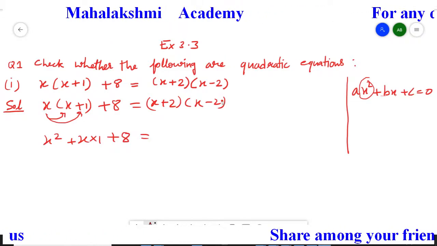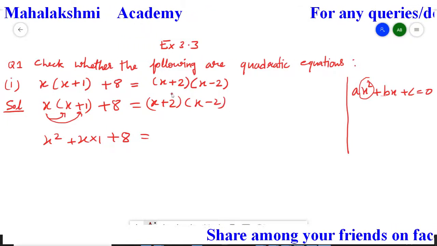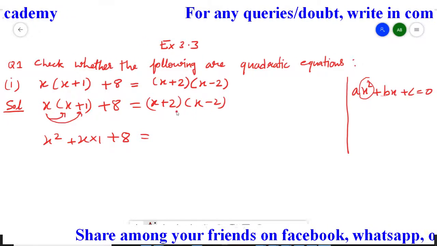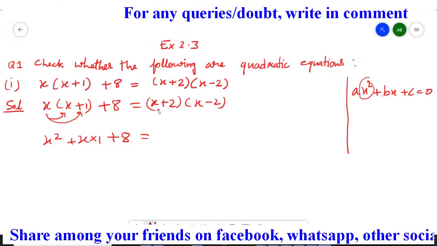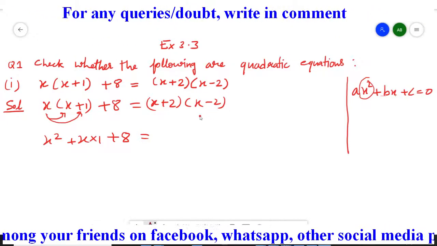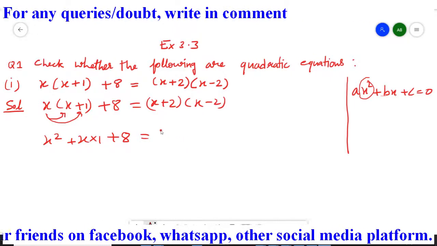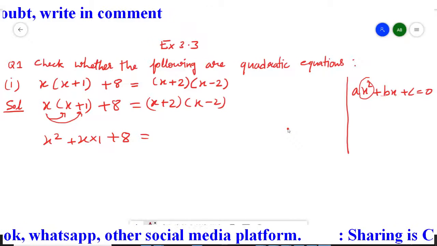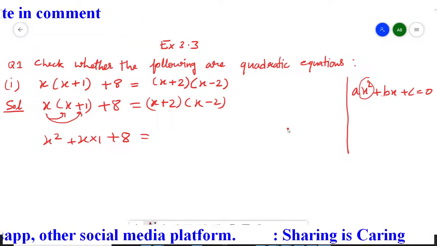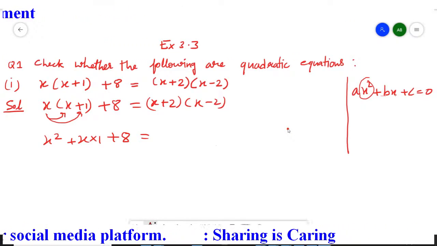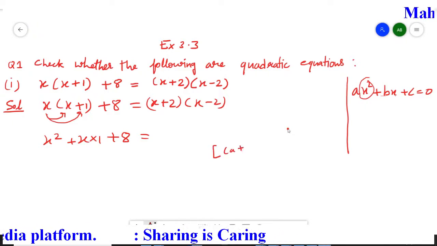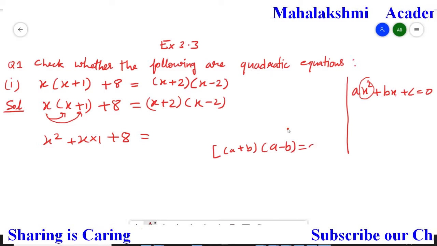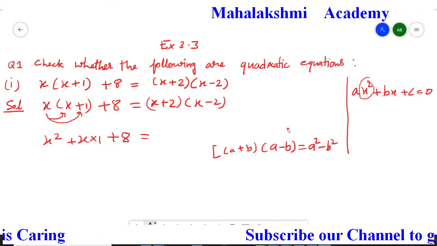Then we have to open the right hand side, two brackets. Just see, the bracket is in the form of a plus b, a minus b, that is a square minus b square. So directly I am using the formula. First I am writing the formula which I am going to use: bracket a plus b and then bracket a minus b. Its answer is a square minus b square.